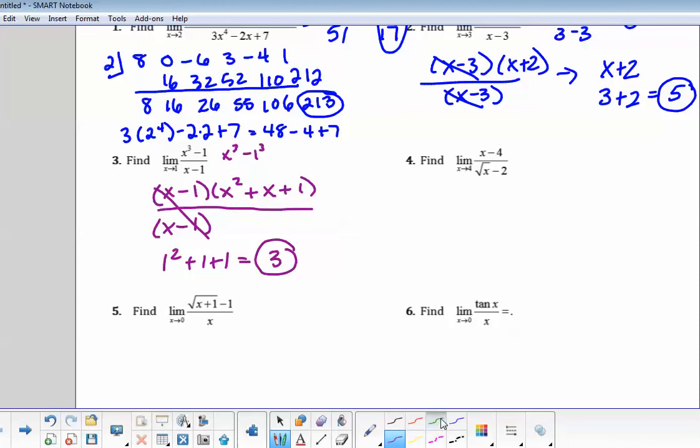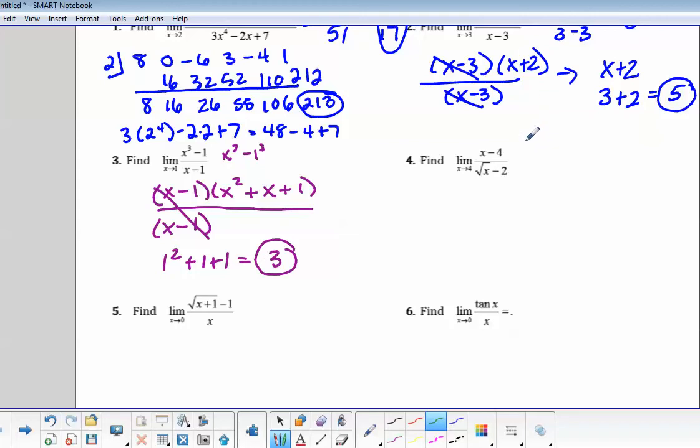Okay, let's look at 4. If I substitute the 4 right in, I get 4 minus 4, which is 0. And square root of 4 is 2, so 2 minus 2 is also 0. So I can see again it's indeterminate form, but I've never learned how to factor something like this, so we need to try something different. So what we're going to do is multiply by the conjugate. And you have done this in previous units. You've multiplied by the conjugate to eliminate i's, and you've multiplied by the conjugate with trig expressions.